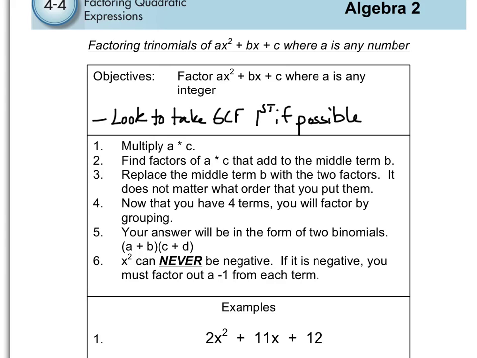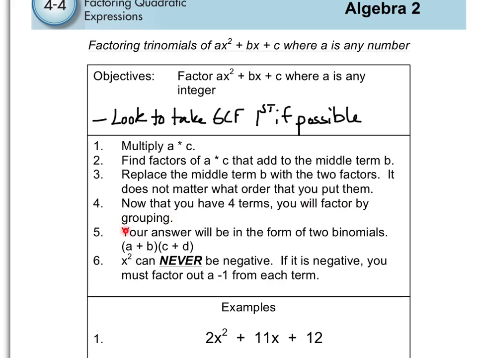If you can't do that first, then you're going to look to multiply a times c. So we'll multiply a times c here. Then you're going to find factors of a times c that add to the middle term b. Again, the process is exactly the same. Replace the middle term with those two factors. It doesn't matter what order you put them in. Now you've got 4 terms, so we're going to factor by grouping.